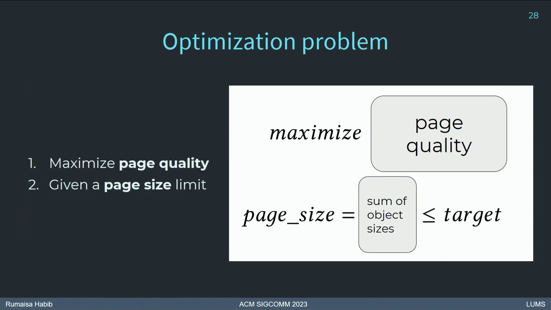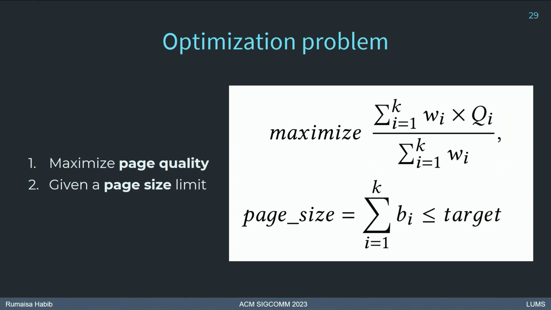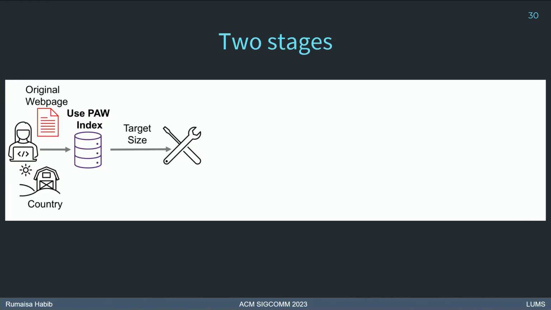AW4A is essentially solving an optimization problem, which maximizes page quality given the page size constraint defined by PAW. And we define page quality as the weighted average of the individual qualities of the objects on the page. But we know that this problem is NP hard, and you can check out the proof for that in the paper, which is why we approximate a solution using a two-stage approach.